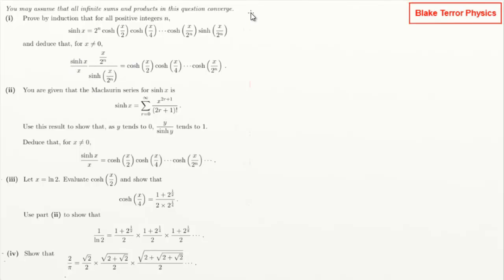Yeah. So okay, take the result and divide both sides by 2 to the n sinh x over 2 to the n. So that will give, I mean, that is just it, isn't it? You can cancel these x's that we've got here.